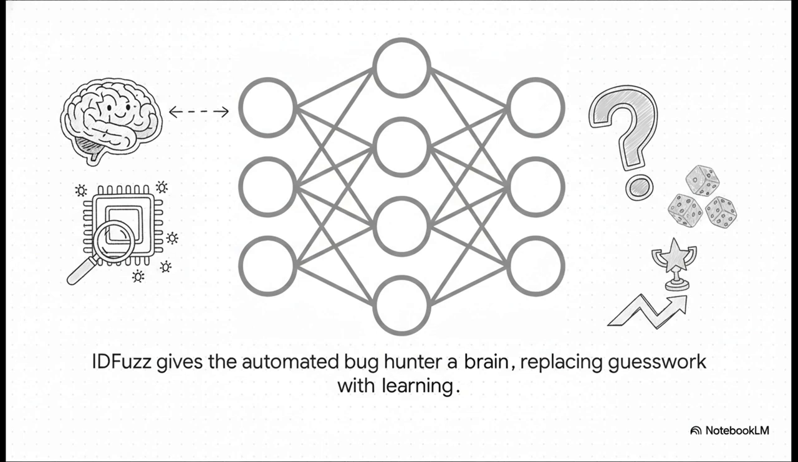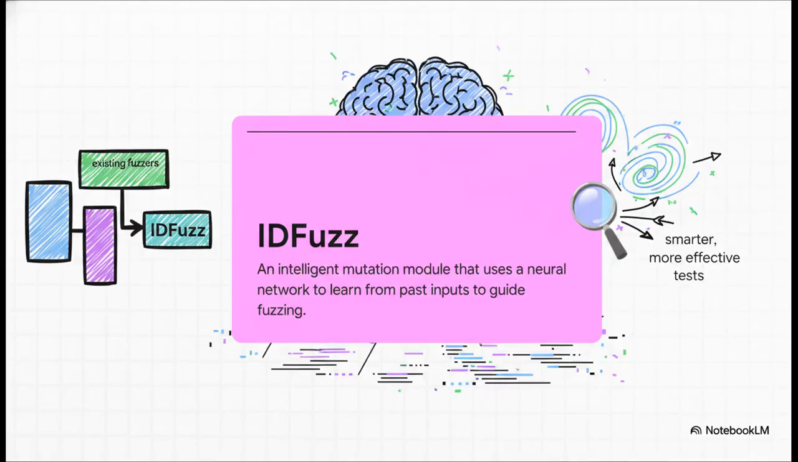Honestly, the simplest way to think about it is this. IDFUZZ gives the automated bug hunter a brain. It completely replaces the random guesswork with actual learning and experience. Okay, so what is it exactly? IDFUZZ is basically an add-on, a module that you can plug into the fuzzers that already exist. It uses a neural network, that's the brain we're talking about, to analyze every single test it runs. It learns from all of them to make the very next test that much smarter and more effective.